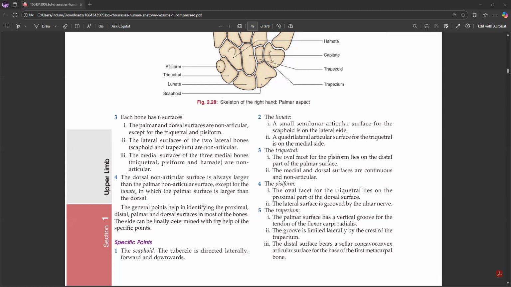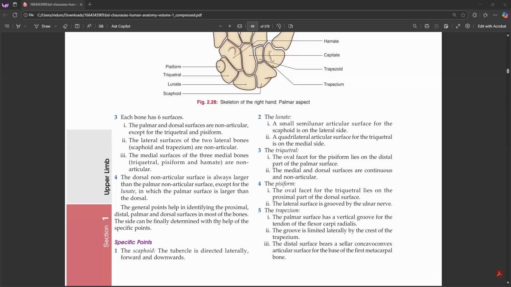The journal points help in identifying the proximal, distal, palmar, and dorsal surfaces in most of the bones. The side can be finally determined with the help of the specific points. Specific points. Number 1. The scaphoid. The tubercle is directed laterally, forward, and downwards. Number 2. The lunate. A small semi-lunar articular surface for the scaphoid is on the lateral side. A quadrilateral articular surface for the triquetral is on the medial side.